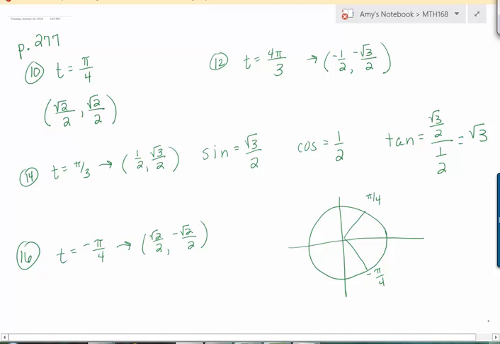So what is the sine, the cosine, and the tangent? The tangent is the sine divided by the cosine, which we know that negative square root of 2 over 2 divided by square root of 2 over 2 would be negative 1.